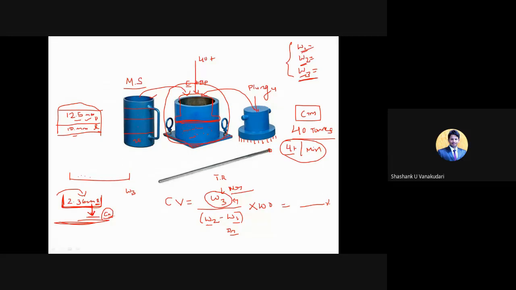That weight is considered as the denominator. In the denominator, what we need to write? Original weight of the aggregate. And then in the numerator, after the test, whatever the crushed part will be there, that one I am going to write in the numerator. So numerator, crushed particles; denominator, original weight of the aggregate.